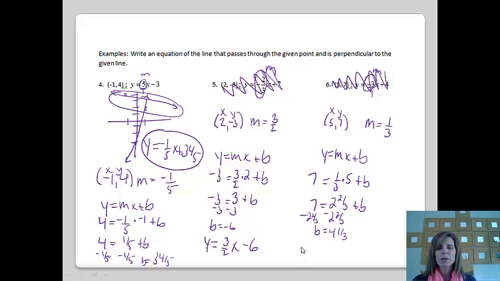So now we just put the equation together. y = m, which was 1/3 x, plus 4 1/3. So that's the equation of the line that's perpendicular to the line that I scribbled off. So hopefully now you can write an equation of a line that is perpendicular to another line.